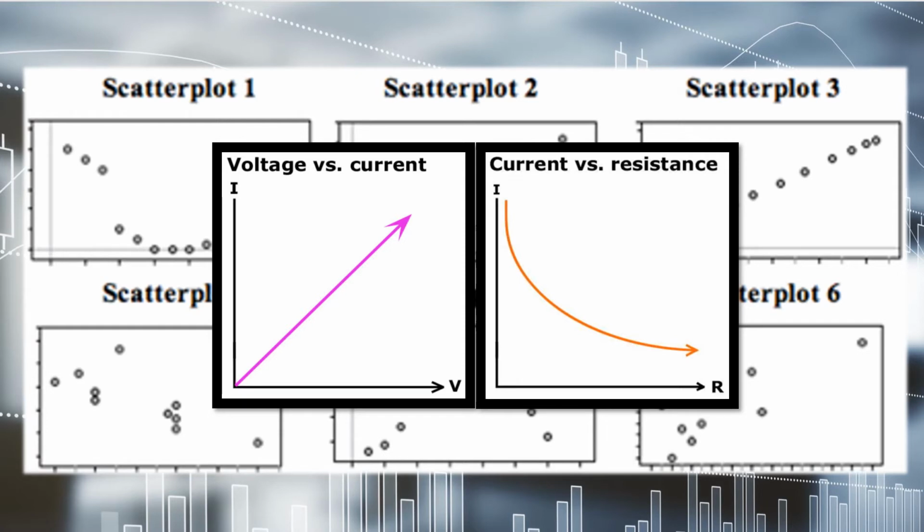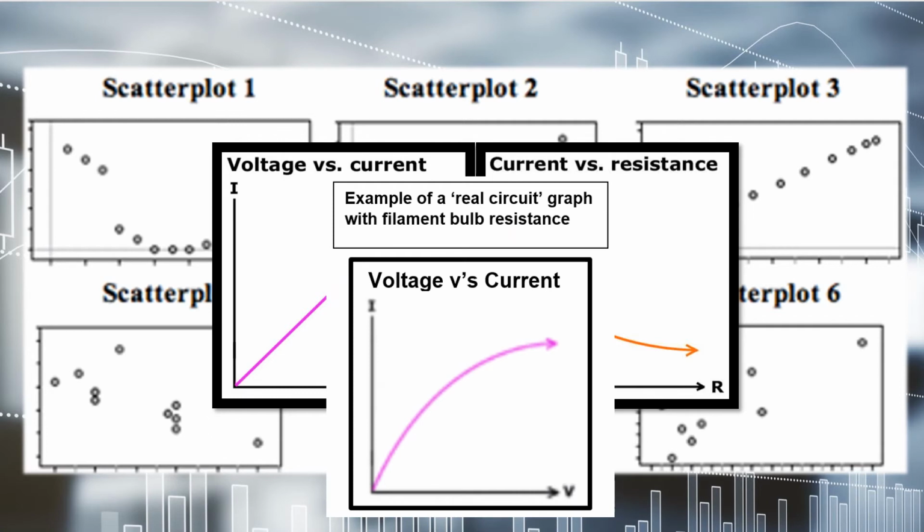The linear correlations in these graphs show relationships that hold for most substances, but in real circuits, resistors like filament light bulbs heat up and increase their resistance as the current flows through the circuit. As resistance increases for a set voltage, the current no longer increases proportionally. A more realistic graph in a real circuit for voltage and current with resistors is shown here.